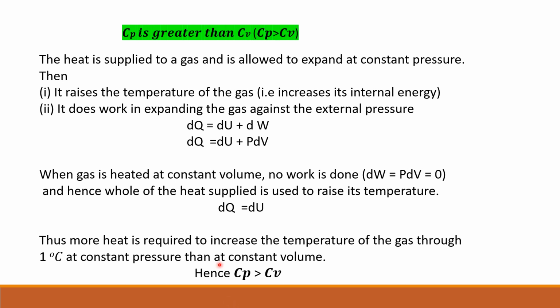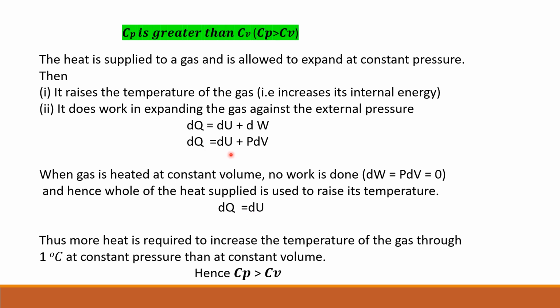Thus more heat is required to increase the temperature of a gas through 1 degree Celsius at constant pressure than at constant volume. Here you see these two equations. At constant pressure, our equation is dq equal to du plus pdv. At constant volume, dq equal to du. So we compare these two equations.